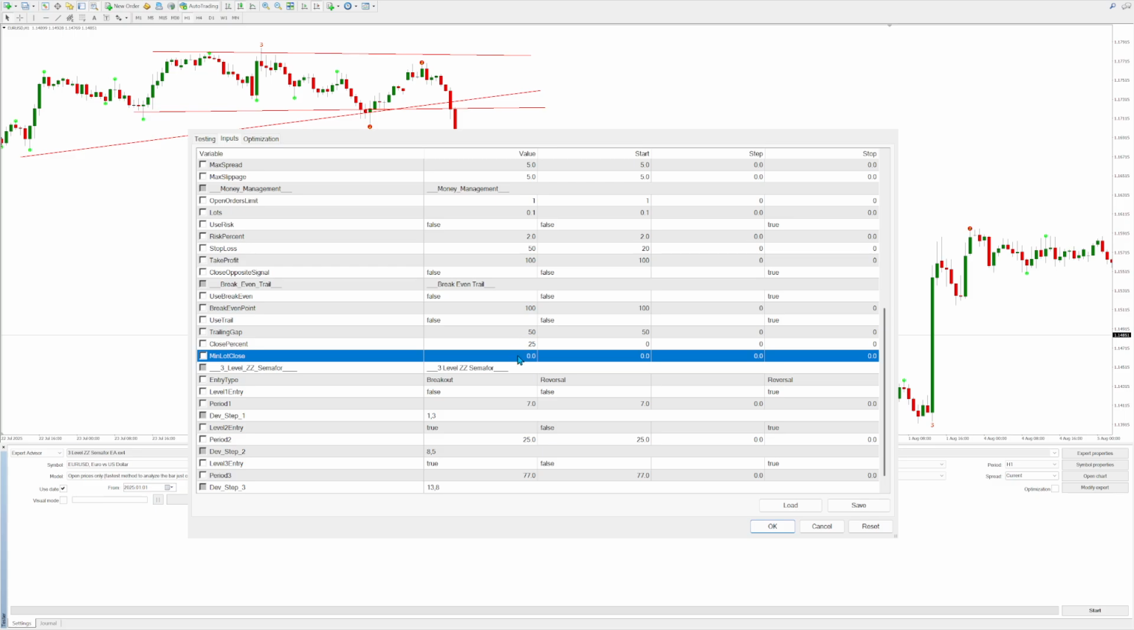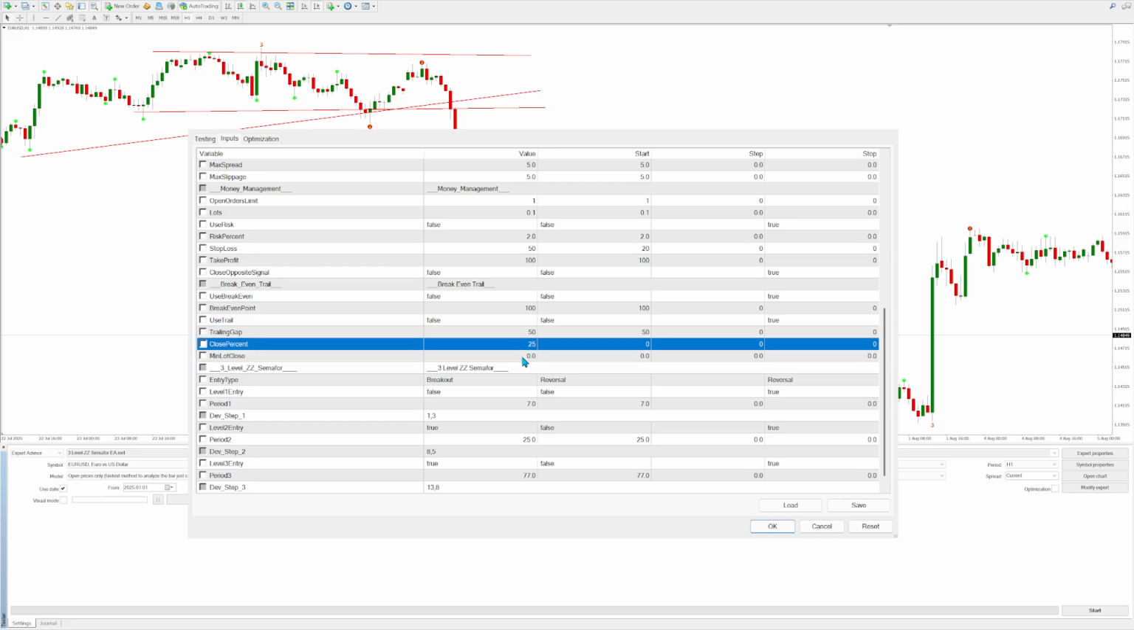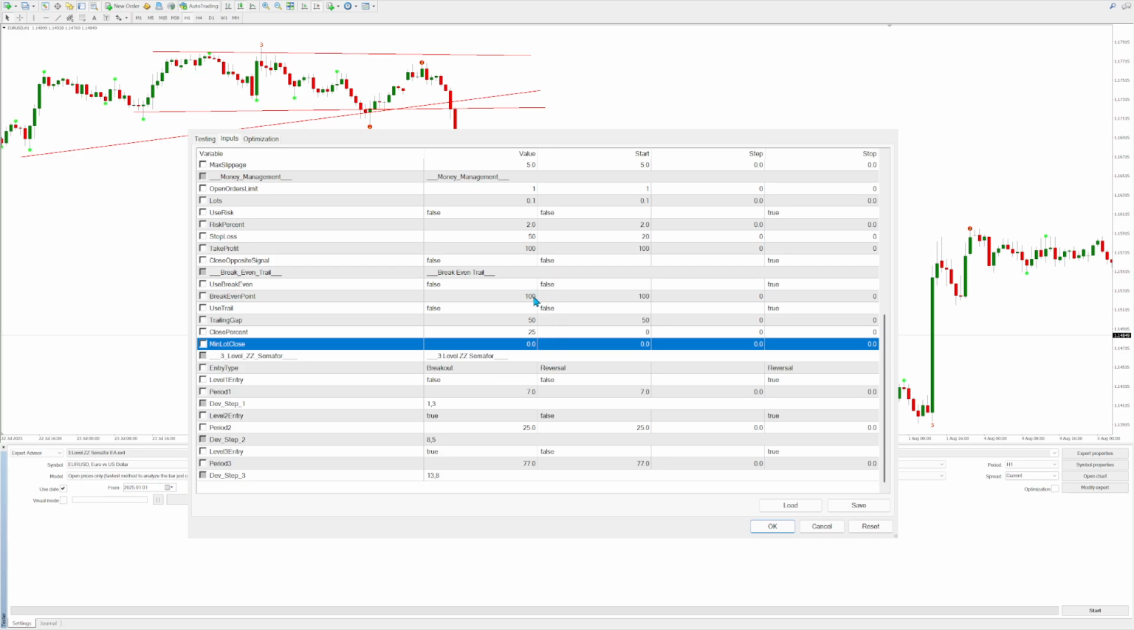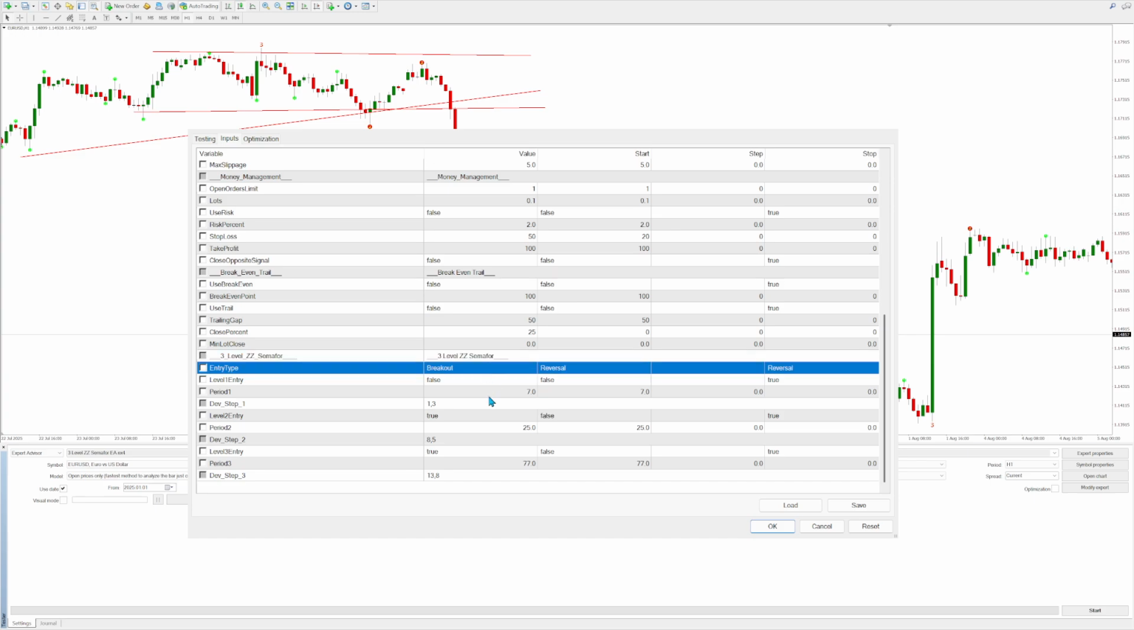A minimum lot close: if you only have this many lots remaining in an opening position, the EA will stop closing. It's handy if you just want to close, I don't know, 75% of it and leave the remaining 25% to run. So the money management is fully customizable and should, of course, be adjusted according to your own trading preferences.